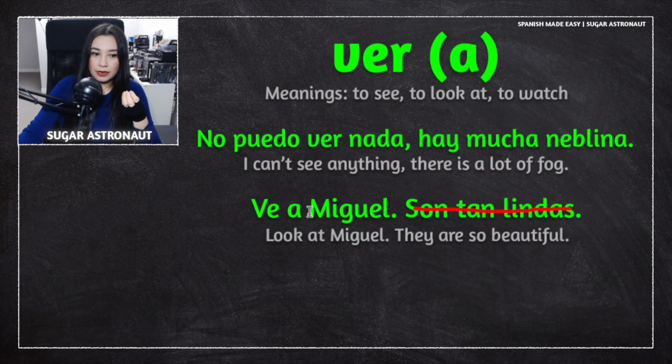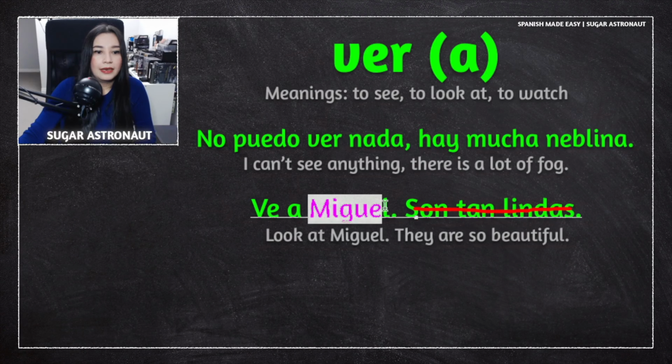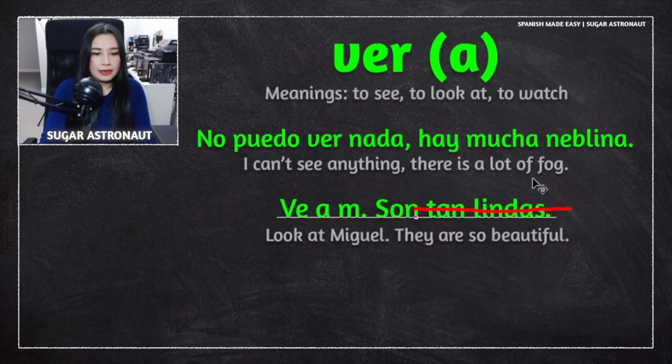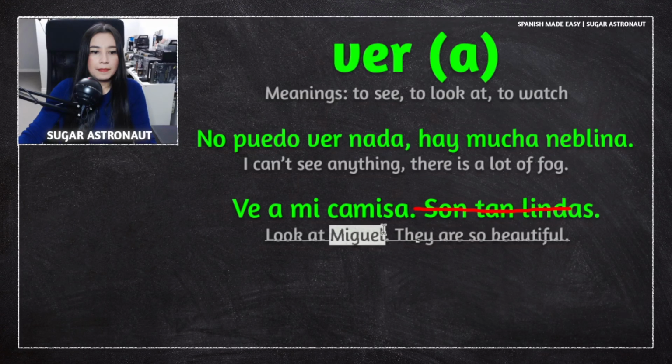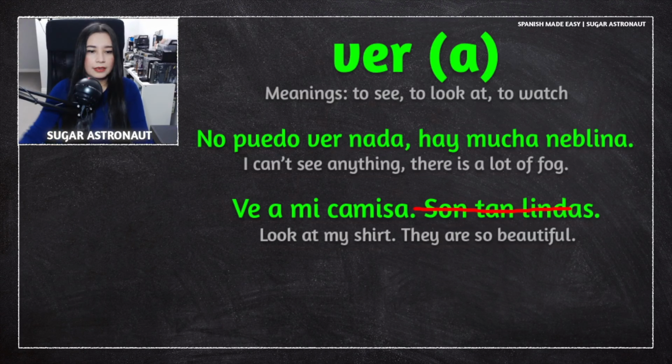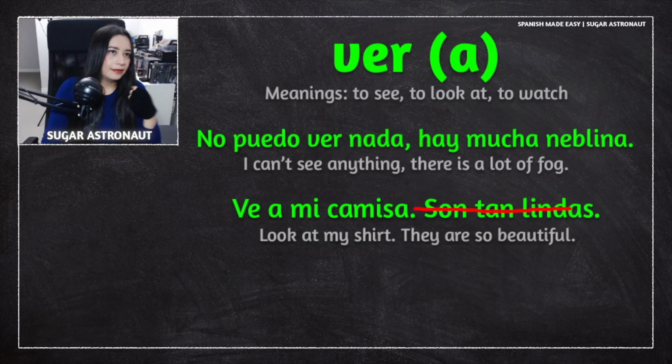But when you are talking about, for example, Miguel, a person, then you need to say ve a Miguel. Okay. Ve mi camisa. Look at my shirt. So it's a more specific thing. We're not talking about ve las estrellas, we're not talking about the stars. We're talking about a specific shirt.